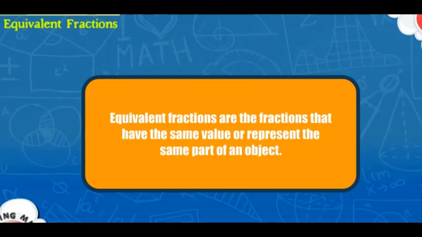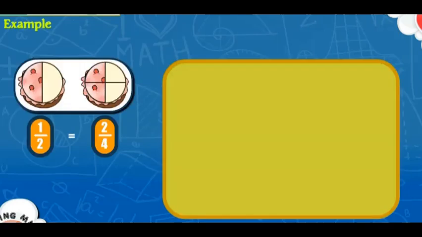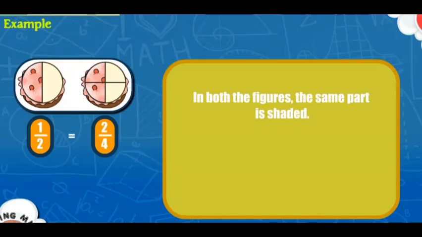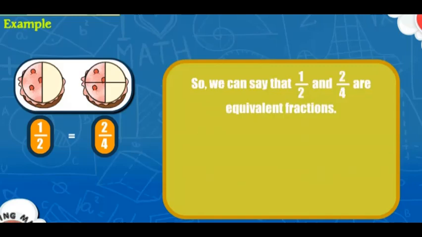Equivalent fractions. Equivalent fractions are the fractions that have the same value or represent the same part of an object. If we cut a cake into half, each piece is 1/2 of the cake. Example, look at these fractions. In both the figures, the same part is shaded. In the first figure, 1/2 is shaded. In the second figure, 2/4 is shaded. So, we can say that 1/2 and 2/4 are equivalent fractions.